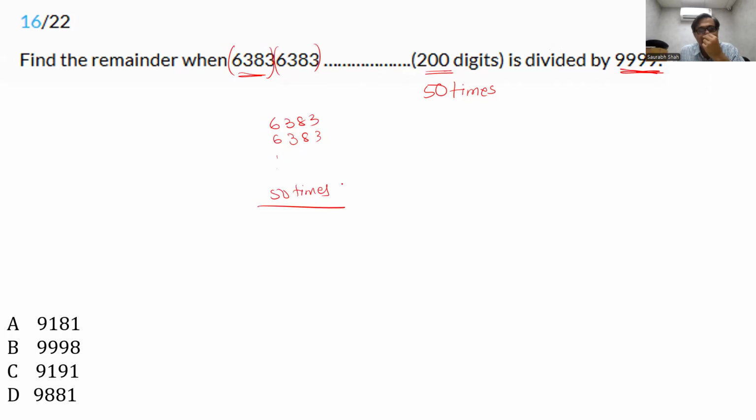And then add. Obviously, we'll not add, we'll multiply. We'll do 50 multiplied by 6383. So 0, 5 into 3, 15, carry 1, 40, 41, carry 4, 15 and 4, 19, carry 1, 31. This should be the remainder. But again, we see that it is greater than 9999. So again, make groups of 4. Shift the 31 here. And you have the remainder 9181. That's the final 9181. Option 1, 9181 is the answer.